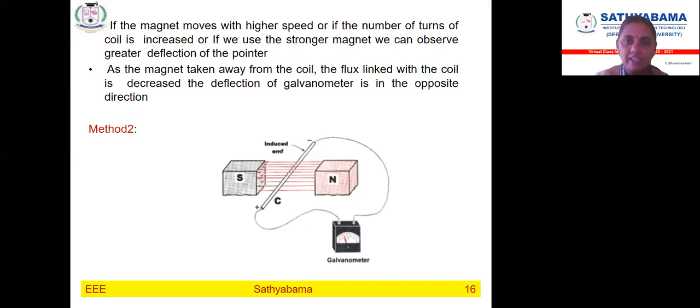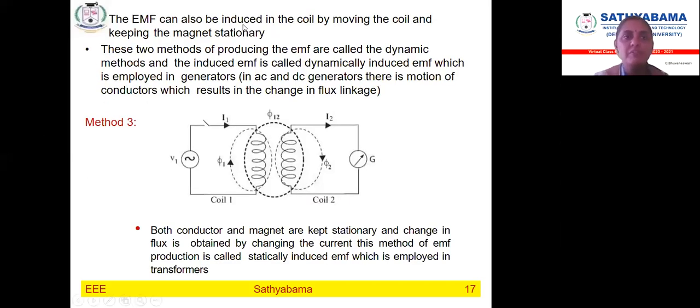Okay, the same way, when more flux lines are cut, there will be more deflection in the galvanometer. When less flux lines are cut, the EMF induced will be less. Okay, and if the conductor is going to be stationary, if it is not going to have any flux lines cut, then what happens? The EMF induced will be zero. Clear? The EMF can also be induced in the coil by moving the coil and keeping the magnet stationary. These two methods of producing the EMF are called the dynamic methods. Okay, so that's what I told you.